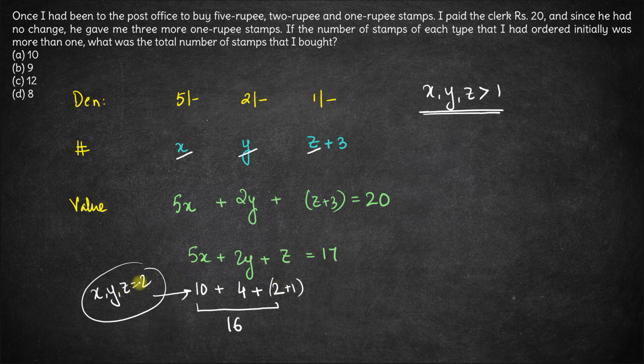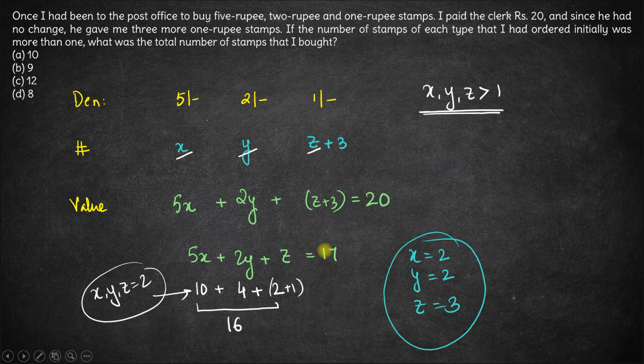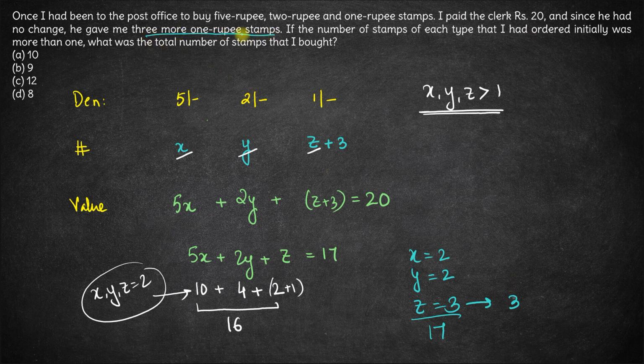So from here we get that X should be 2, Y should be 2 and Z should be equal to 3. This is what he must have wanted to buy. So the total cost of this is 17 rupees. So if he gives 20 rupees for a 17 rupee item, he must get 3 rupees back. But instead of 3 rupees back, he got 3 more stamps of 1 rupee.